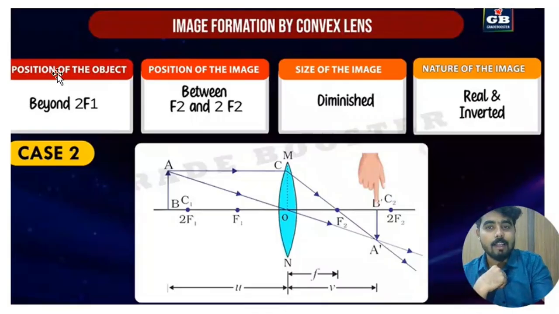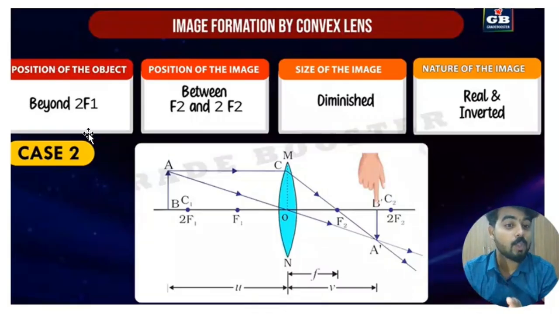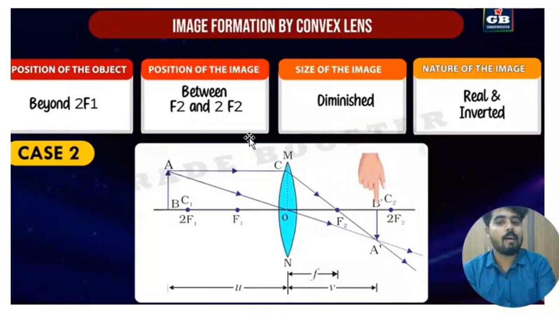Here, the position of the object is beyond 2F1. What is 2F1? The center of curvature is known as 2F1 here. Beyond means I'm going to keep it on the back side of the center of curvature. After that, the position of the image is where the incident light and the refracted light meet each other to form an image. So the image is formed between focus and center of curvature, F2 and 2F2. Here F2 is the focus and 2F2 is the center of curvature of the lens. So what is the nature of the image? It will be real and inverted.